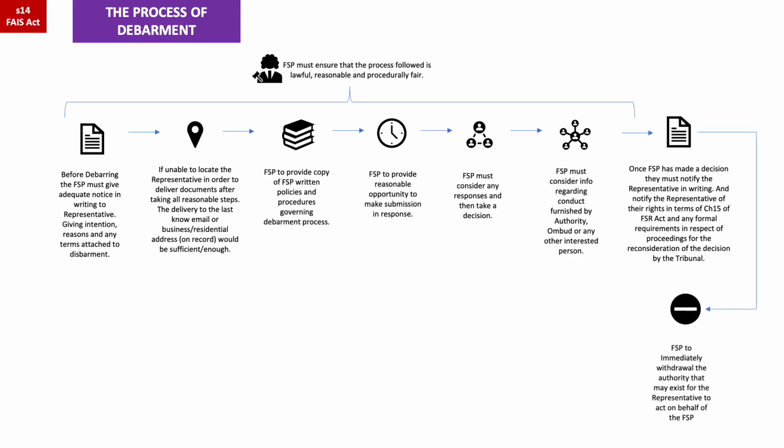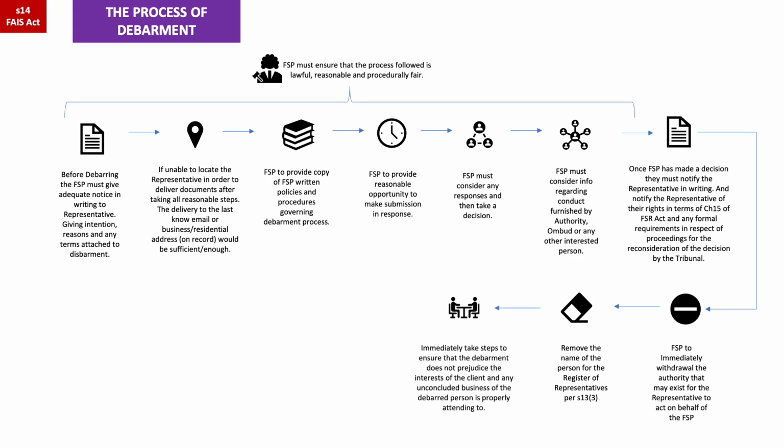The FSP is to immediately withdraw the authority, contract, permission, or mandate that may exist for the representative to act on its behalf. The FSP is to remove the name of the person from its register of representatives. The FSP is to immediately take steps to ensure that the debarment does not prejudice the interest of the client, and any unconcluded business of the debarred person is to be properly attended to.